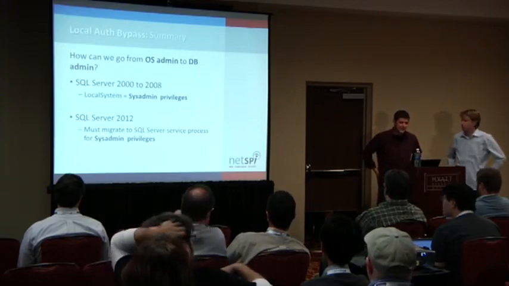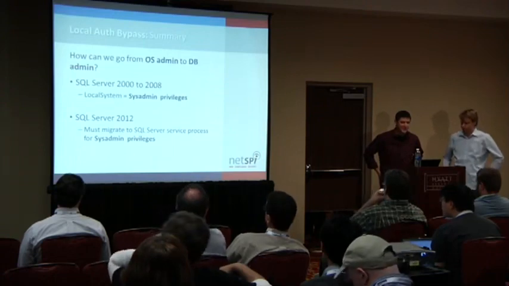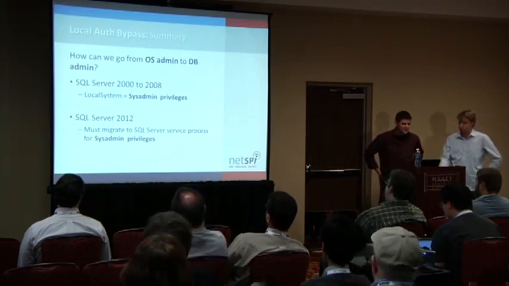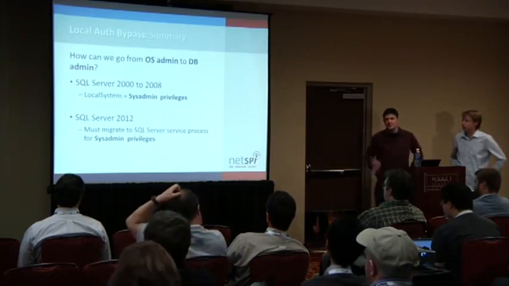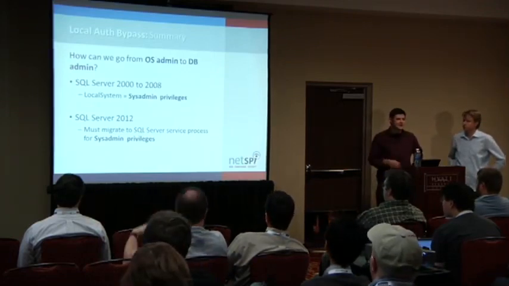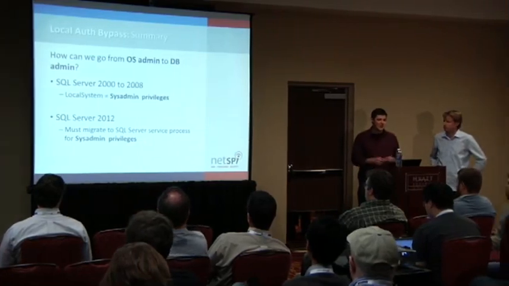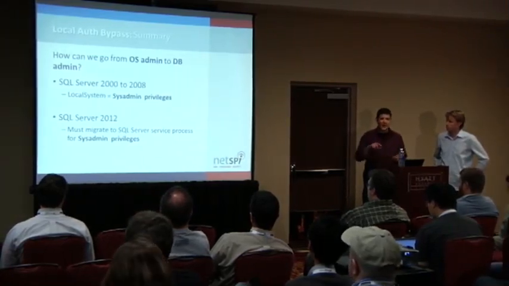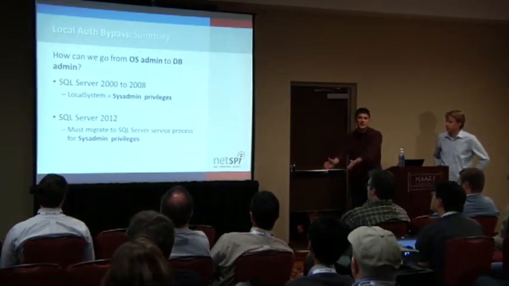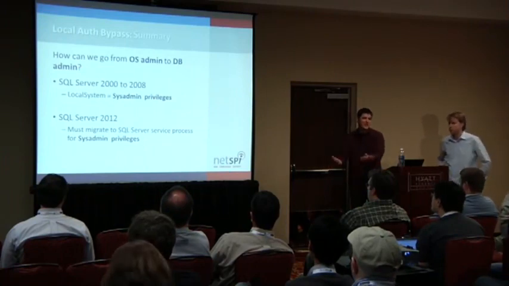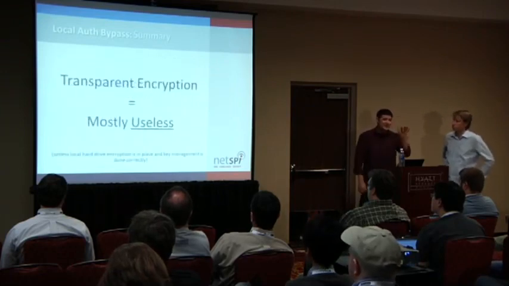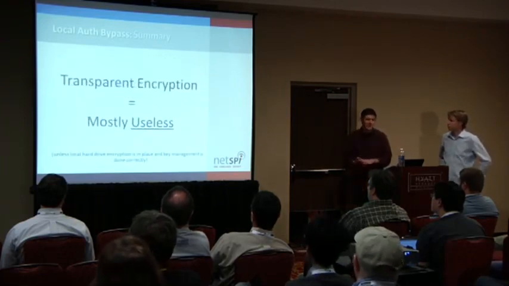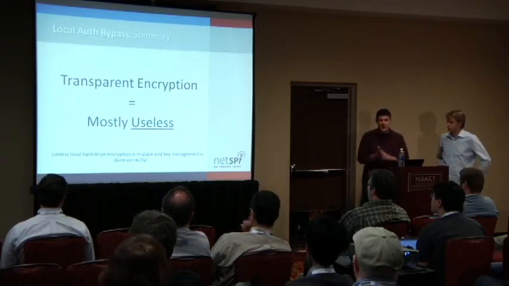And from an attacker's perspective, I guess it's a good thing, but it's just kind of a reality of the implementation. In SQL Server 2012, they put a little more thought into it. And by default, the local system account no longer has sysadmin privileges or that DBA privilege. But we were able to work around that by simply migrating into the SQL Server process, which always has access to do everything because it essentially is the database. So there's a couple workarounds. What does this really mean? So for those of you who are relying on transparent encryption for security, you're out of luck.